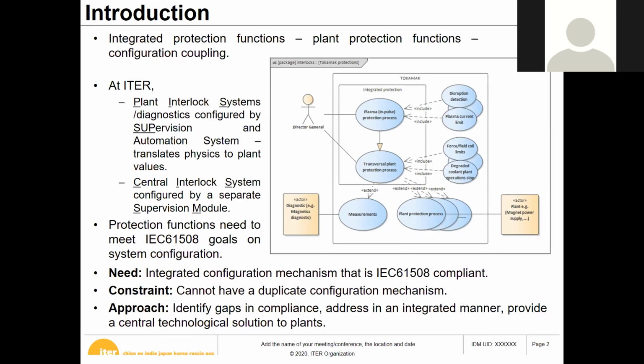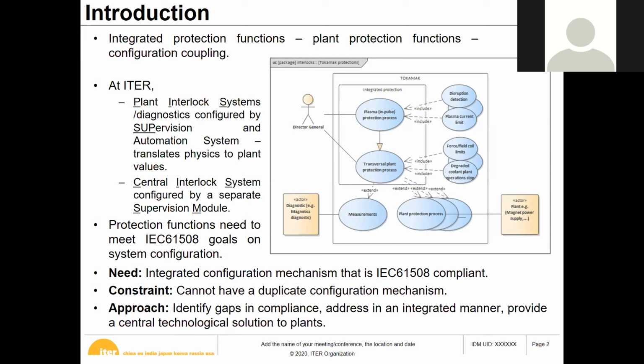Now, another issue is that all protection functions within ITER have a 61508 rated reliability requirement. The only difference with functional safety, however, is that the level of assurance for the machine protection function stops with the Director General. There is no external stakeholder to satisfy here, like a country's nuclear regulation body.